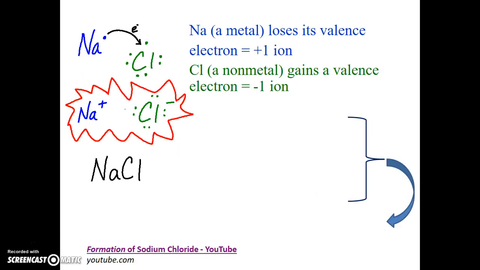One example is sodium chloride. Sodium, again, has one valence electron. It is an alkali metal. They all have one valence electron. Again, sodium, when it reacts, will lose that valence electron and become a positive sodium ion, as shown right here.